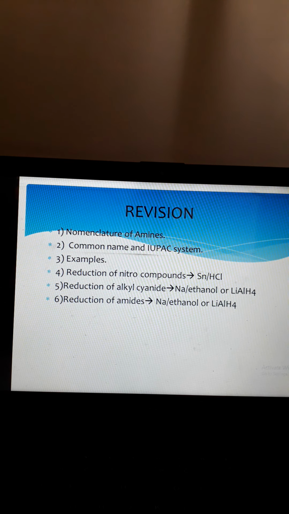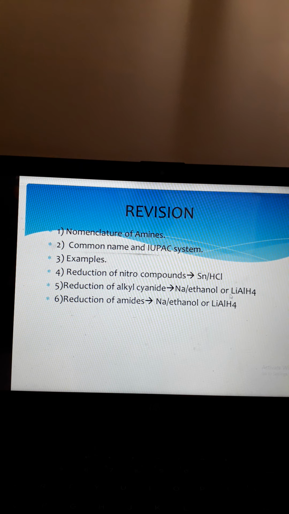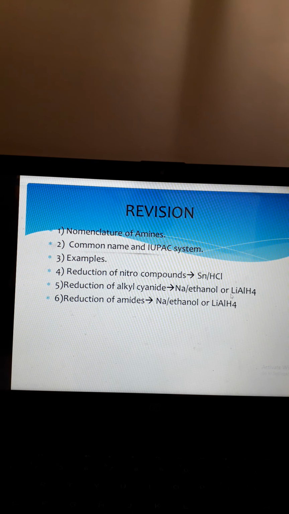So students, you can see that in reduction of alkyl cyanide and reduction of amides, the condition is the same, that is you can use sodium in ethanol solution or lithium aluminium hydride. So it will be very easy for you to keep it in mind that whether reduction of alkyl cyanide is there or amide is there, the condition is the same. And in all these processes, what we get is the primary amine. So this was all about today's session of amines.